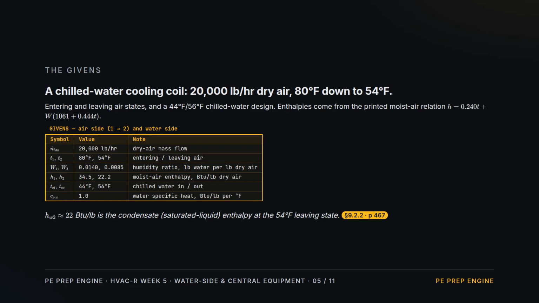The givens. 20,000 pounds an hour of dry air, entering at 80 degrees and 0.0140, leaving at 54 and 0.0085. Enthalpies come from the printed moist air relation, 34.5 in, 22.2 out. On the water side, chilled water enters at 44 and leaves at 56.